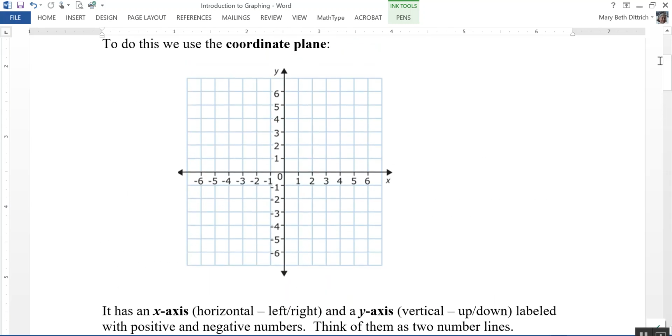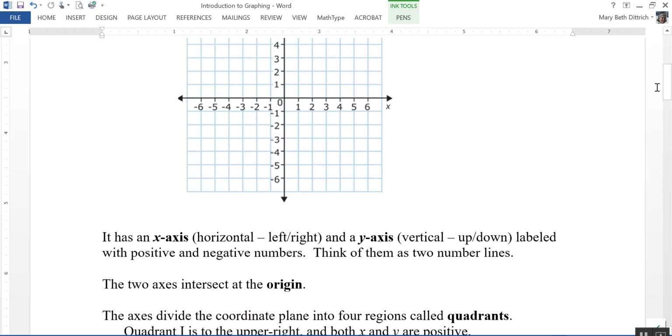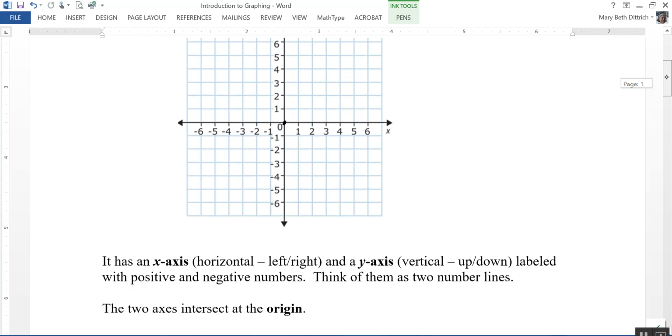So the coordinate plane has an x-axis, which is horizontal, that means it goes from left to right, and a y-axis, which is vertical, going up and down, that are labeled with positive and negative numbers. Think of them as 2 number lines. The 2 axes intersect at the origin, this point right here, and these axes divide the coordinate plane into 4 regions called quadrants. And I'm going to go ahead and label them up here for you.